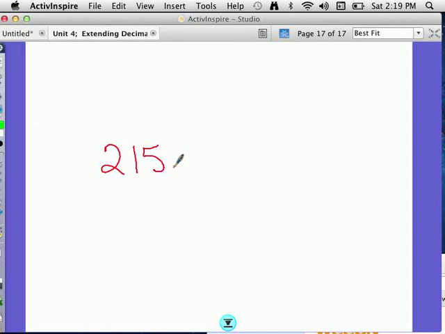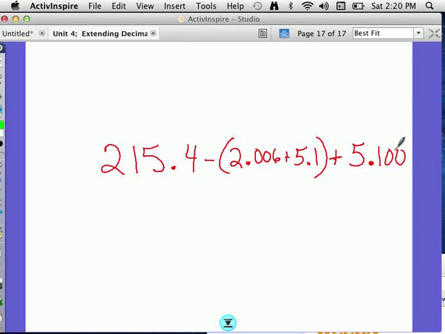215 and 4/10 minus 2 and 6/6,000 plus 5 and 1/10 plus 5 and 100,000. Oh, sorry, 100,000. 5 and 100,000. Let's simplify that. Well, I know from our order of operations lesson that we did a couple of units ago that I'm always going to start with my numbers in my parentheses first.